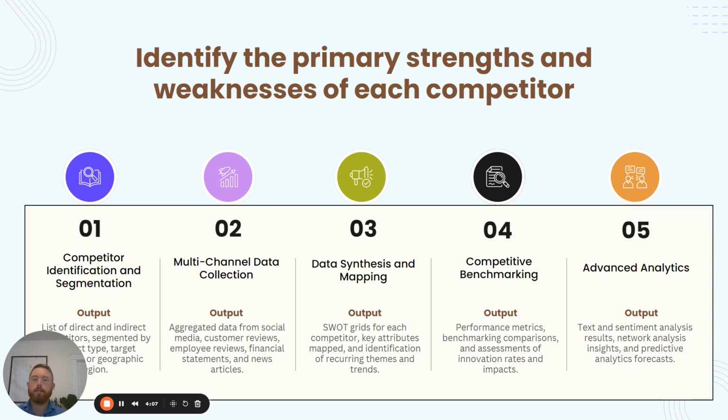competitor identification and segmentation. So start by identifying your competitors. List direct competitors offering similar products or services. Then you can identify indirect competitors, providing different products or services, but they do address the same customer need. Then when you're finished, you segment these competitors based on the market segments, such as product type, target audience, or geographic region. You'll just need an Excel sheet for the output for step one.